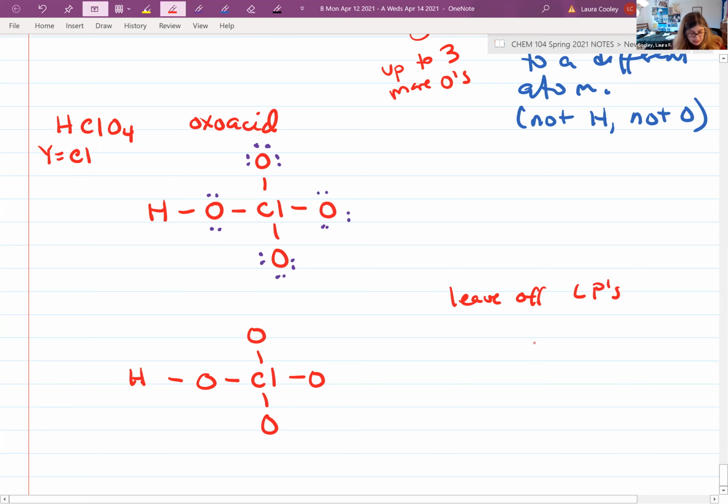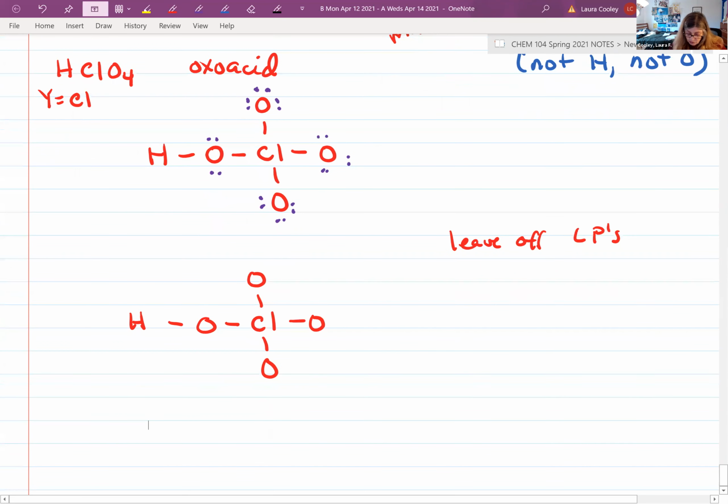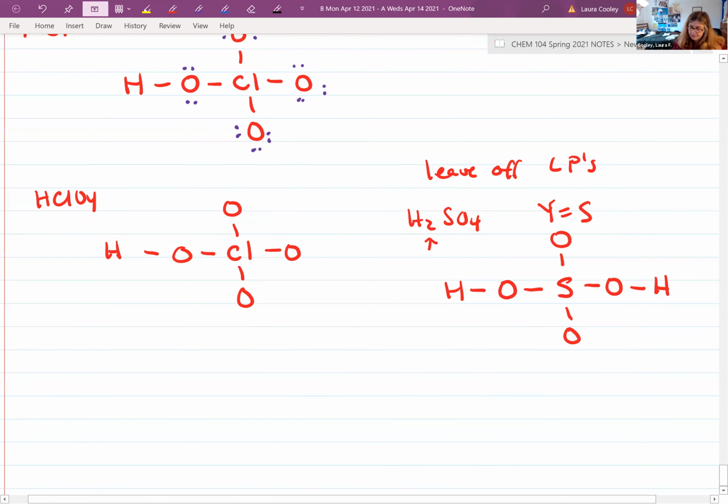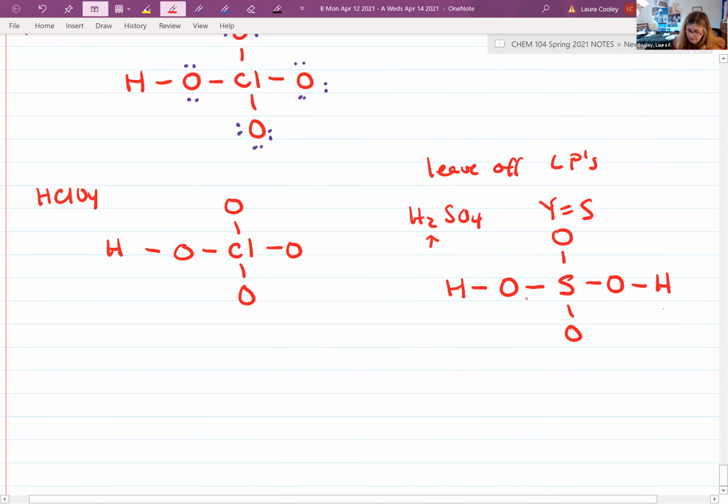What about H2SO4, the one I was talking about before? So this is HClO4. How about H2SO4? Okay, so the hydrogen is bonded to oxygen, which is bonded to Y, which is sulfur. So Y is sulfur here. We could see that there are 3 other O's. Oh, but I left out a hydrogen. Well, that's because this one is a symmetrical molecule and you have a hydrogen on 2 of the oxygens.